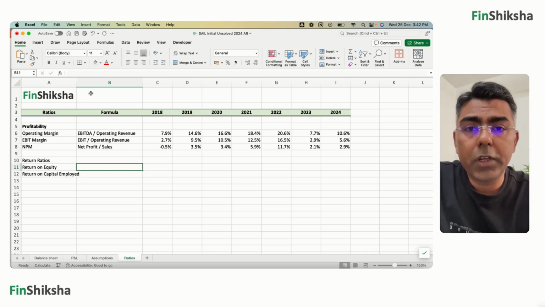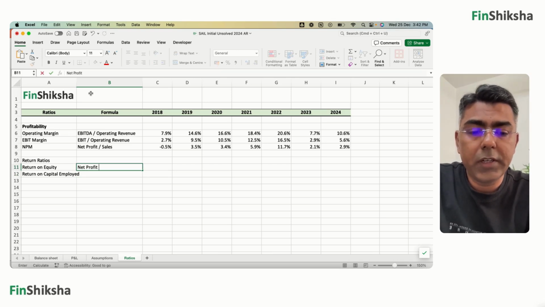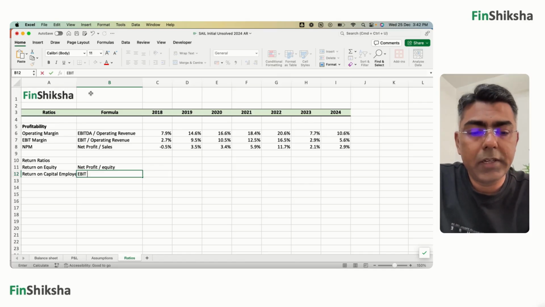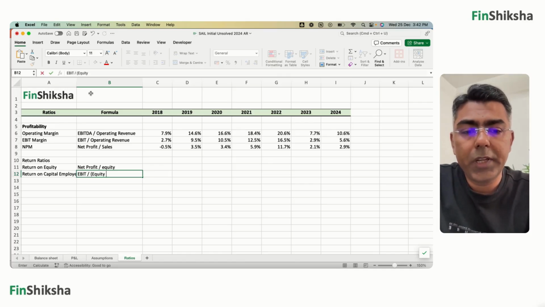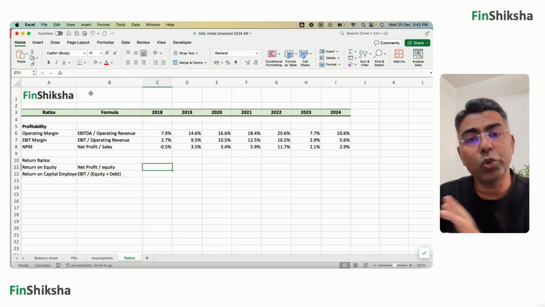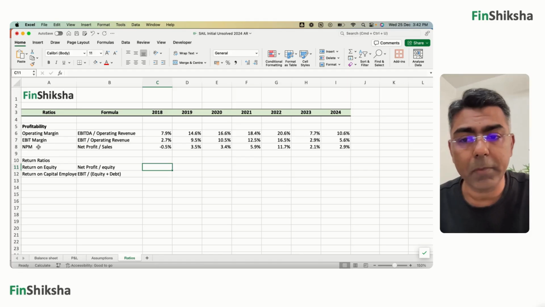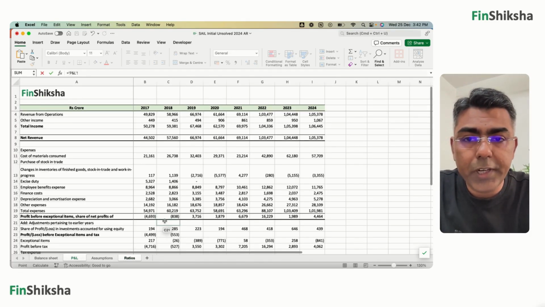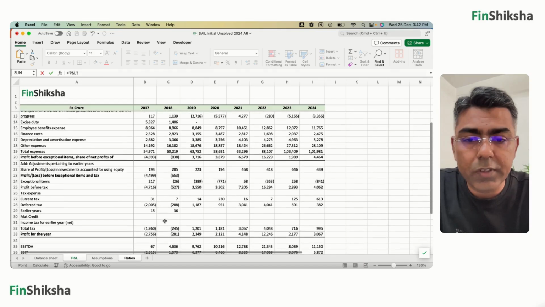And the formula for return on equity will be net profit divided by equity. And the formula for this would be EBIT divided by equity plus debt. Now remember, equity for this company is going to include both share capital and reserves and surplus, right? So when I divide for 2018, just be careful you're using 2018 because we're not really using 2017 data.